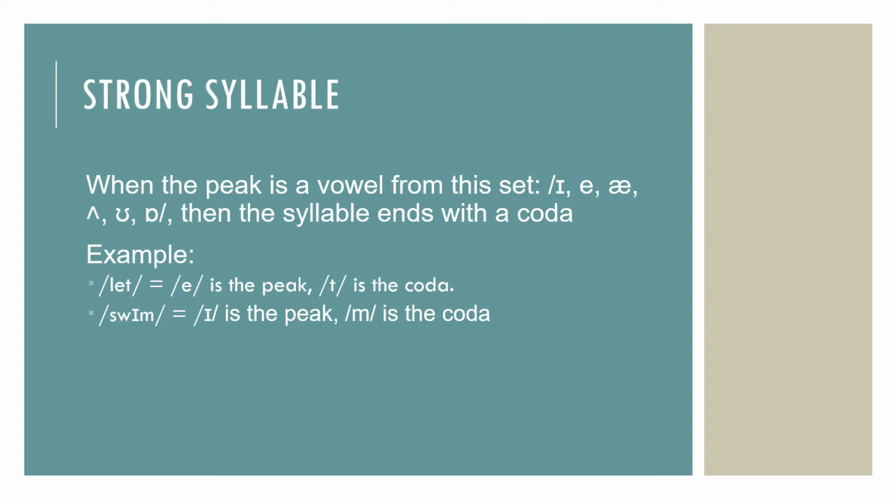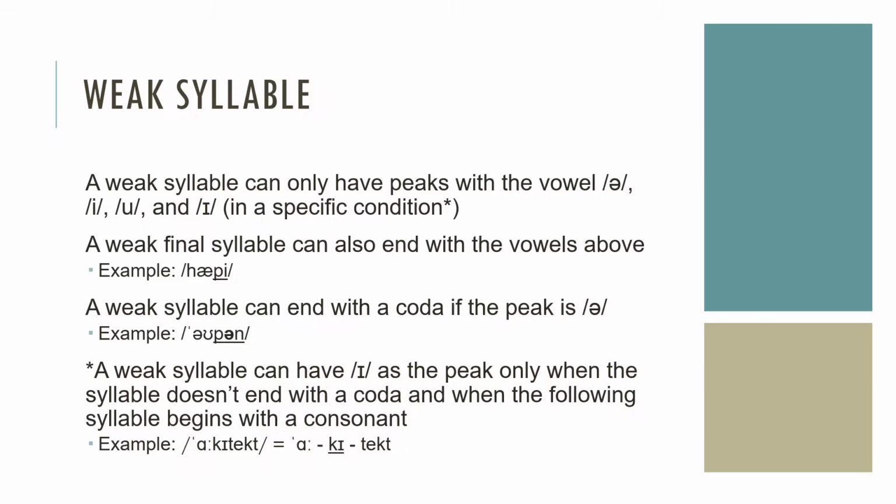Another example is the word swim, which also contains only one syllable, has I as its peak and M as the coda, so the syllable swim is a strong syllable. Next is weak syllable. Somehow, weak syllable has more complicated rules than strong syllable. A weak syllable can only have peaks with the vowel schwa, i, and u.